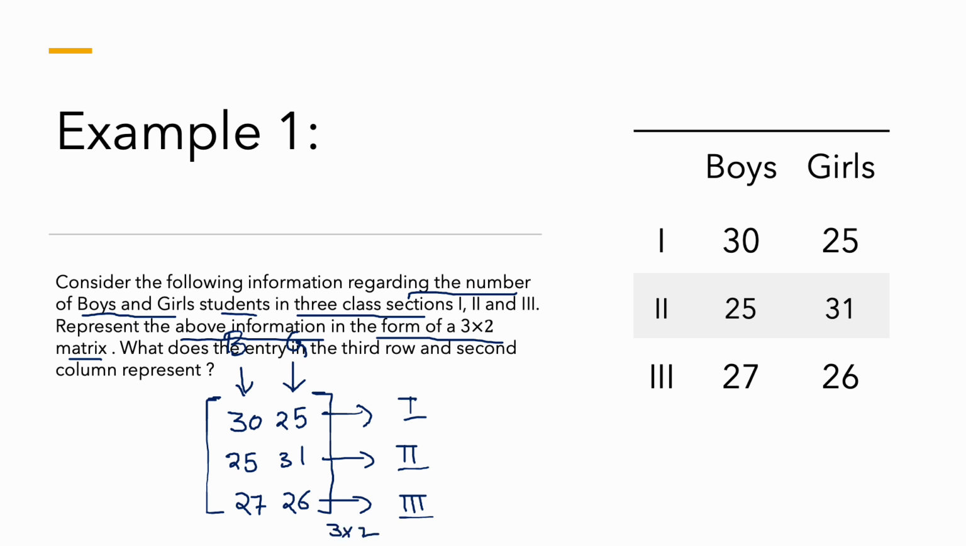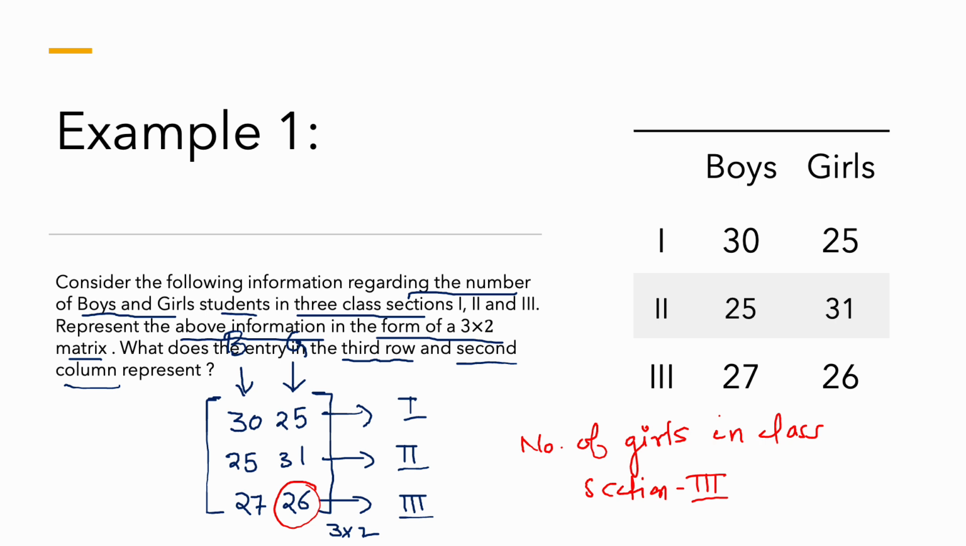Again they are asking what does the entry in the third row and second column represent. So they are talking about this particular entry, third row and second column. So this represents what? The number of girls basically, right, in class section 3. So we are getting the information about the number of girls in class section 3 of the school from this particular element.